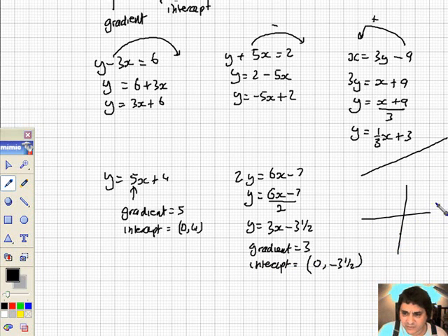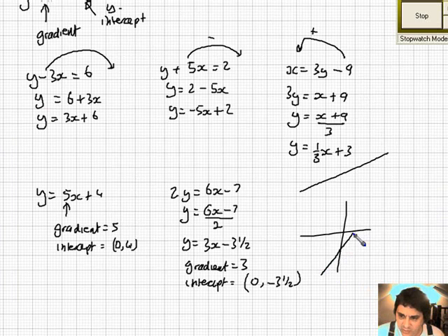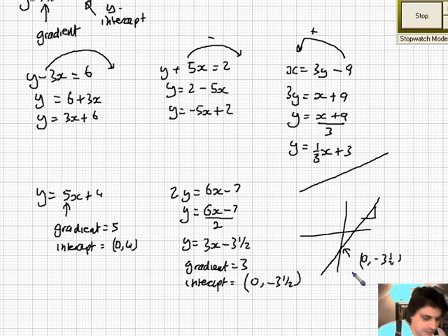It's going to have a positive gradient and quite steep, so it might look a little bit like that. And that point will be 0, minus 3 and a half. And that little gradient there will be 3, because it says so from the equation. So you don't worry about these horrible little fractional points, it makes no difference, you just do the maths, you'll be fine. And that's done.